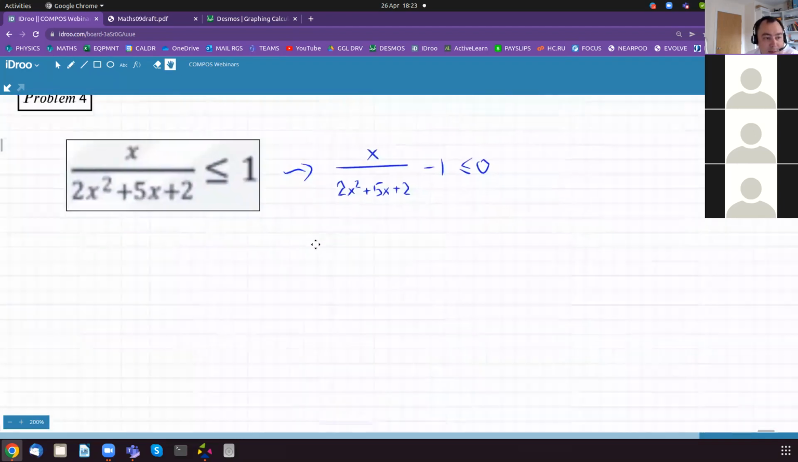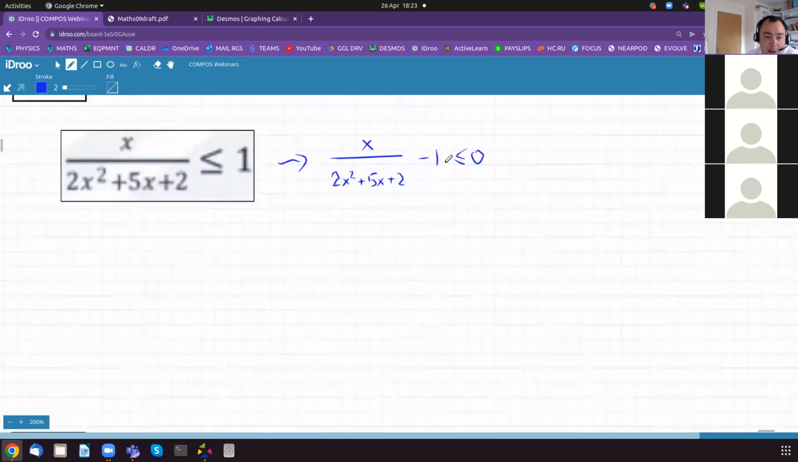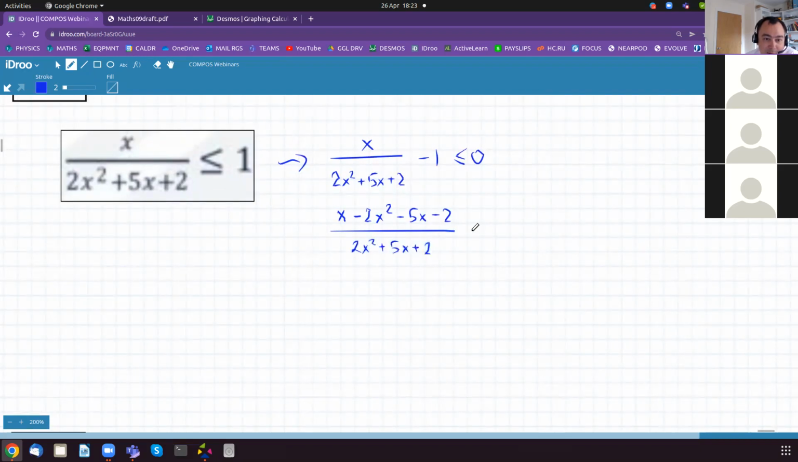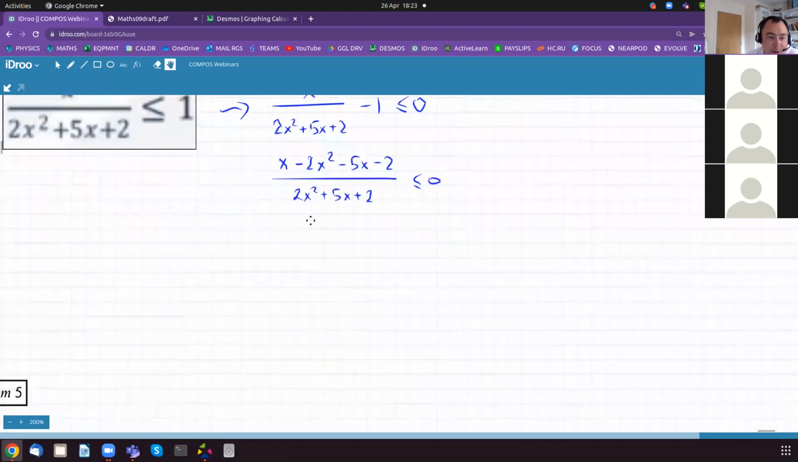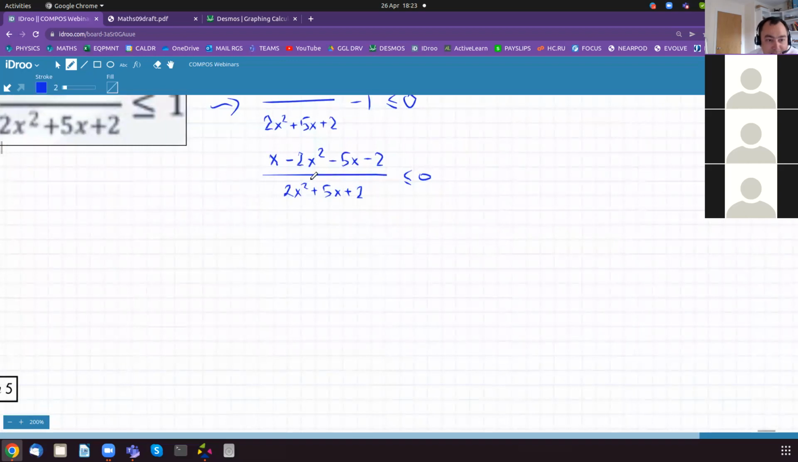And then I just make the common denominator. So x minus 2x squared minus 5x minus 2, and 2x squared plus 5x plus 2 less than or equal to 0. This already looks much better. And now, okay, so what do I have here?